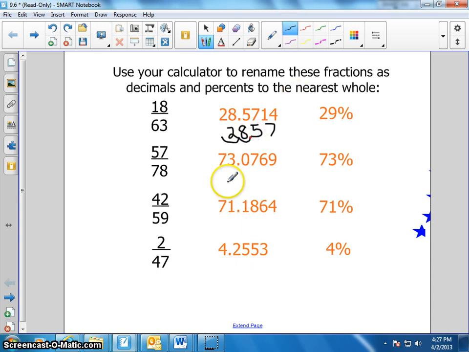So same thing here, when you type it in a calculator, 57 divided by 78, this should pop up. And so on and so forth. And so we just multiply this number times 100, which moves our decimal point over 2 spots to equal this one. And then to turn that into a percent, you just round the number and add the percent sign. So down here, this would be the same thing. I think you guys kind of get the idea.